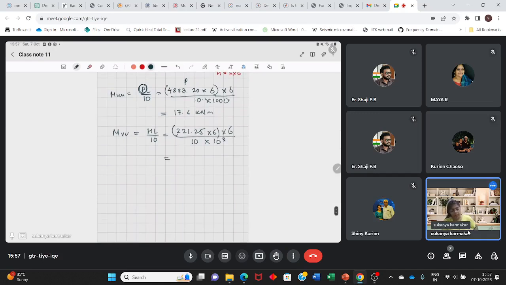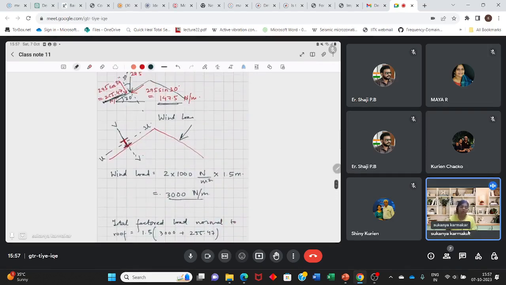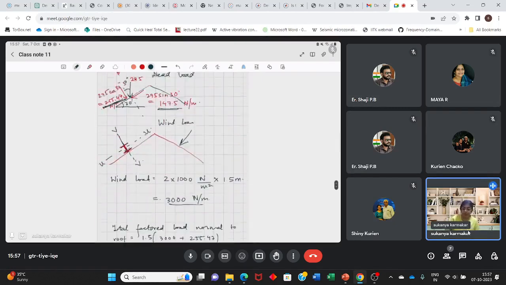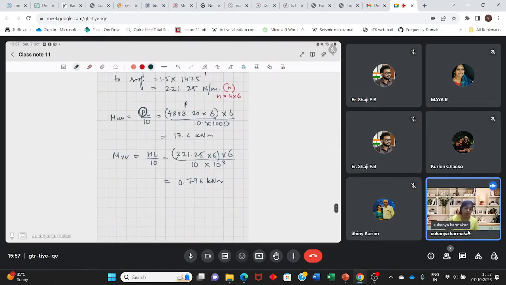Basically, I hope you get the idea. So 0.796. Now you have the two moments. So individually, we need to check whether the I section which you are selecting can take up these moments or not, MUZ and MUY. And then finally, we'll do an interaction check as well, because both these loads are acting simultaneously. So within that interaction check also, it should be same.